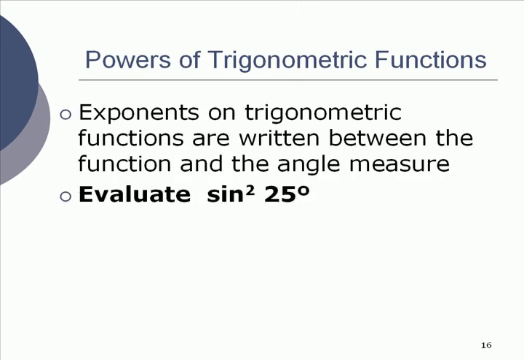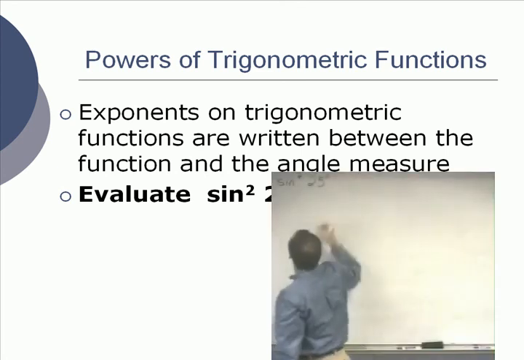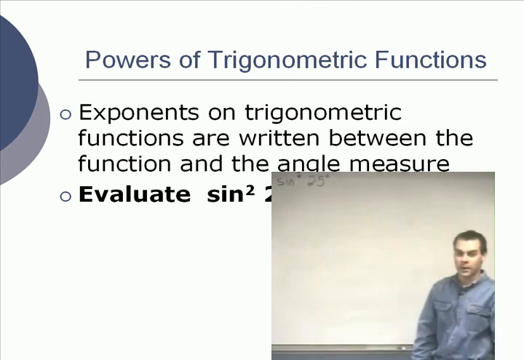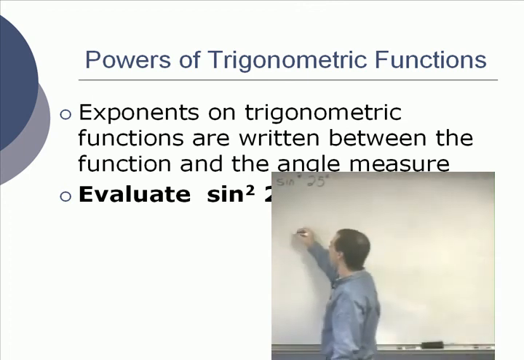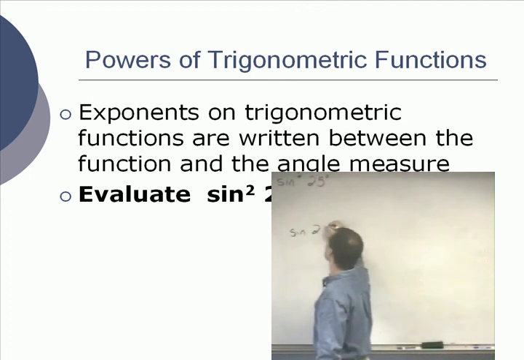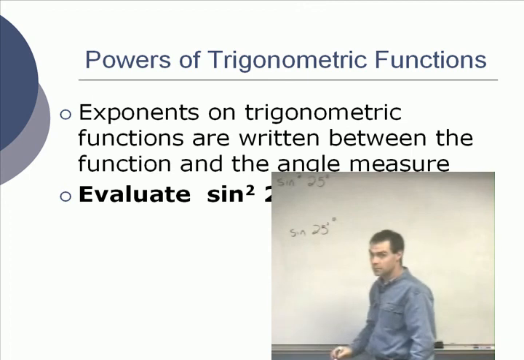Just a notational issue. How are exponents of trig functions written? They're written a little bit differently than you might expect, and it's important to at least recognize this. If we want to evaluate sine squared of 25 degrees, what that means really is that we want to take the sine of 25 degrees and square it. The exponent is written after the sine function and not the 25 degrees. Why do you suppose that is? Well, what if it wasn't written there? What if it was written on the number? Would that be the same as sine of 25 squared degrees?